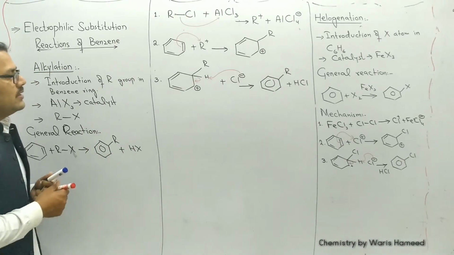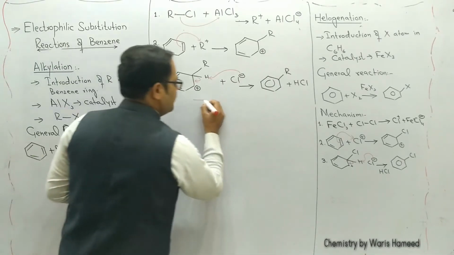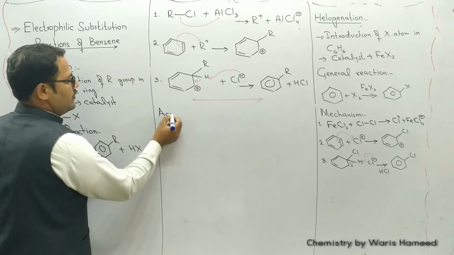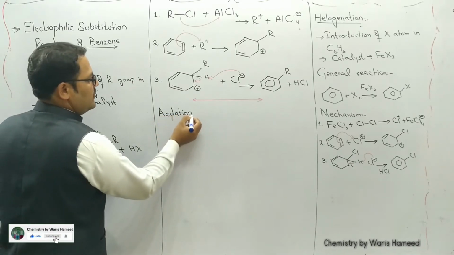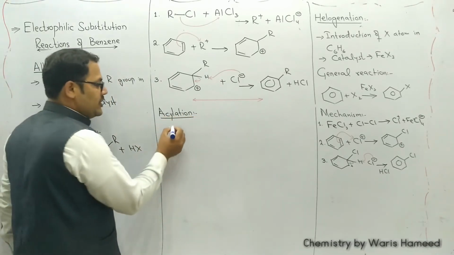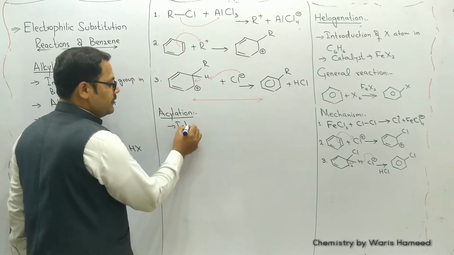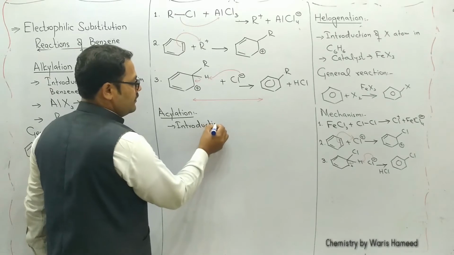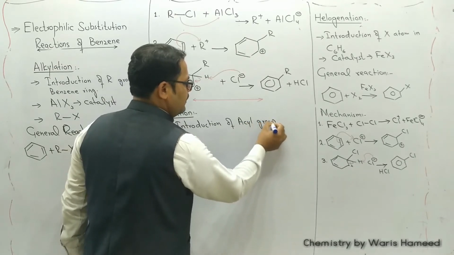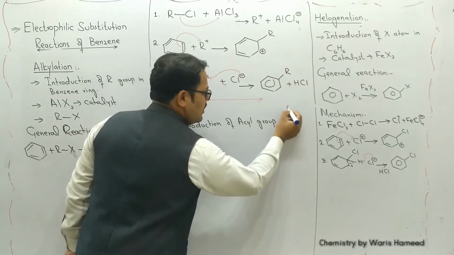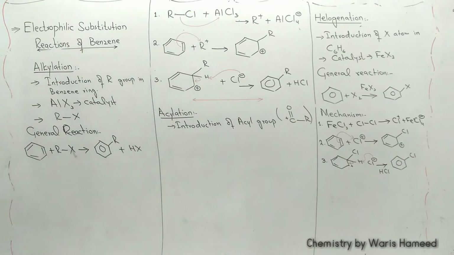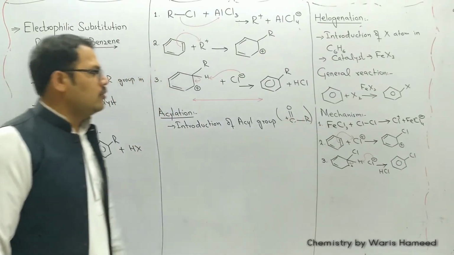Now going toward the third reaction, that's acylation. It is also known as Friedel-Crafts acylation. And what is acylation? It is the introduction of an acyl group. What is an acyl group? It is a carbonyl group, actually a carbonyl group having one alkyl group, known as an acyl group.